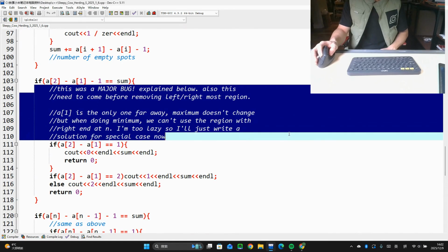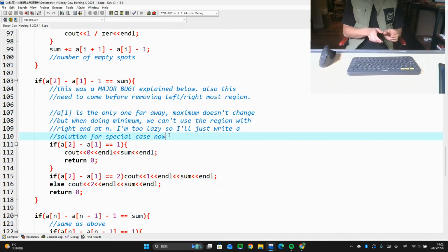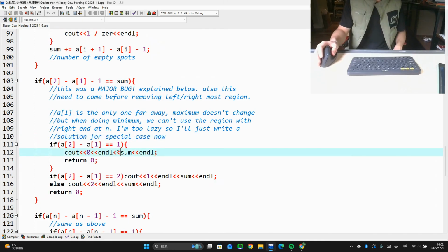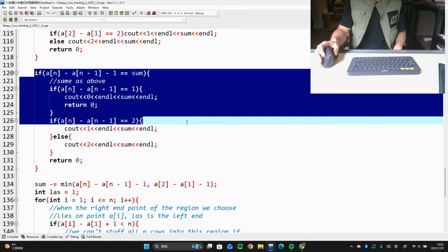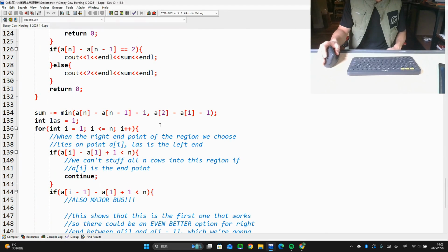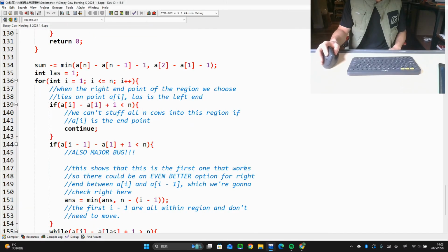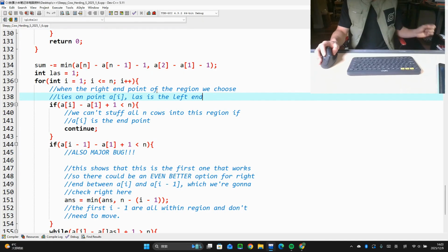And also this is a major bug because if there's only one far away and the other n minus one are together, then we can't use the region with the right end at n. So we just write a solution for a special case. I'm too lazy. Same as above, if it's only one that's very far away. So when the right endpoint of the region chooses to lie on A, last is the left end.